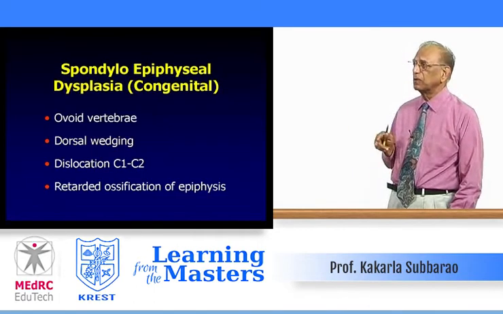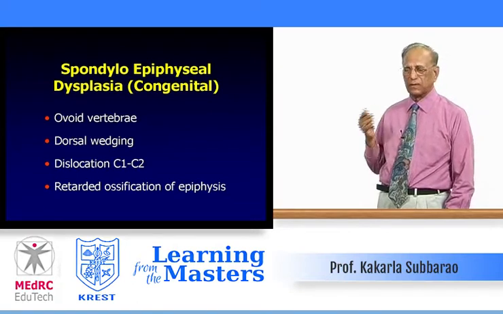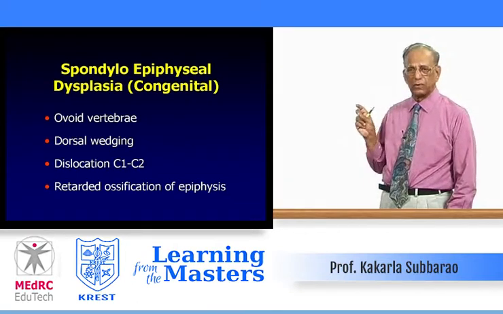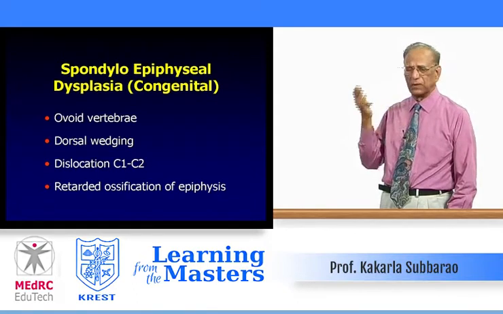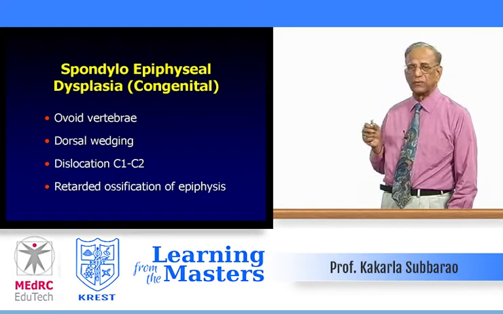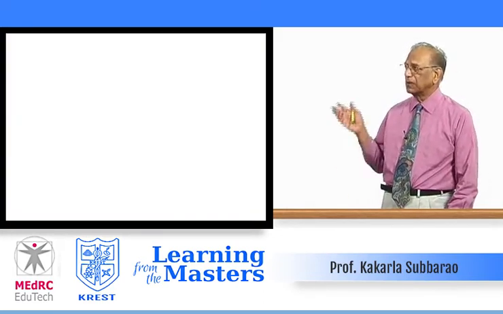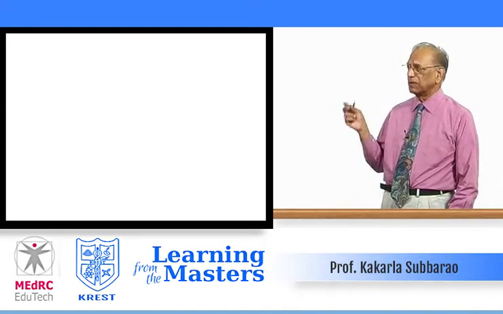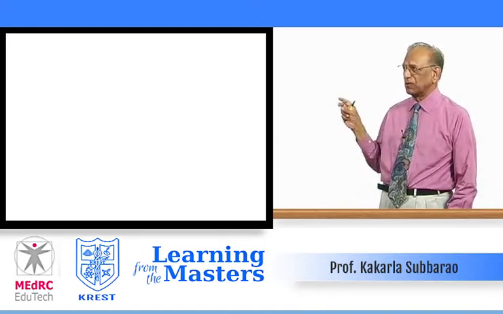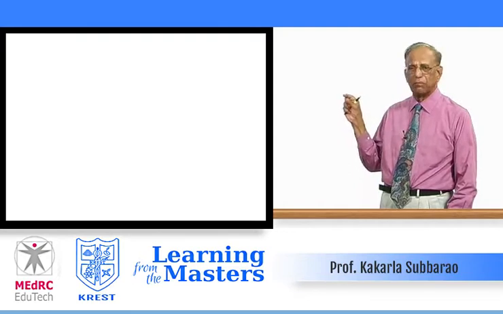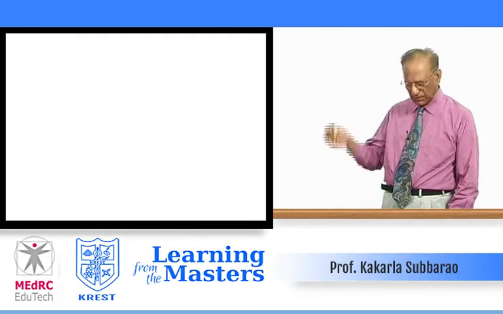Then spondyloepiphyseal dysplasia, again it is congenital, ovoid type of vertebra, dorsal wedging, dislocation of C1, C2, which you can get in other syndromes like Down's, etc., retarded ossification of the epiphysis. Look at the vertebral bodies. They are flattened, marked platyspondyly, and there is anterior beaking. This you can get in several conditions also.